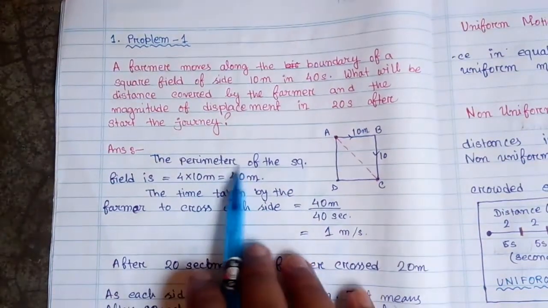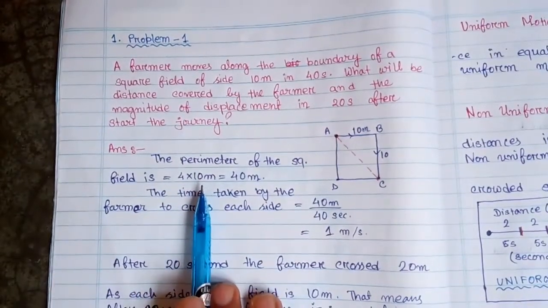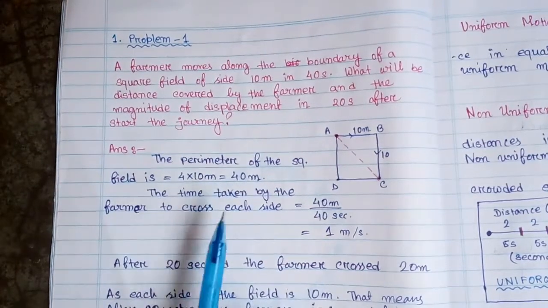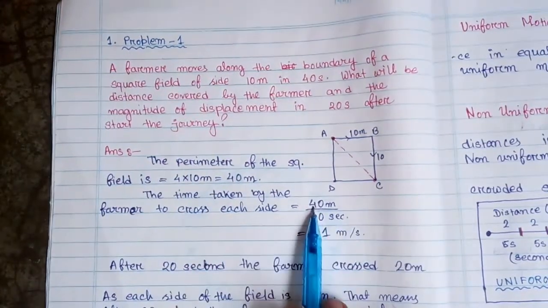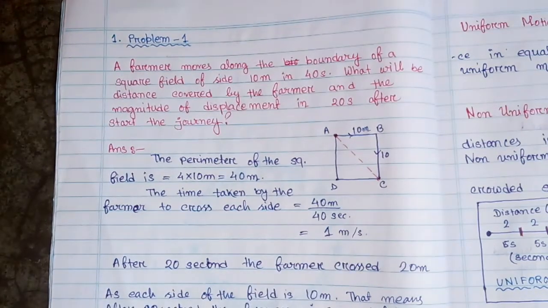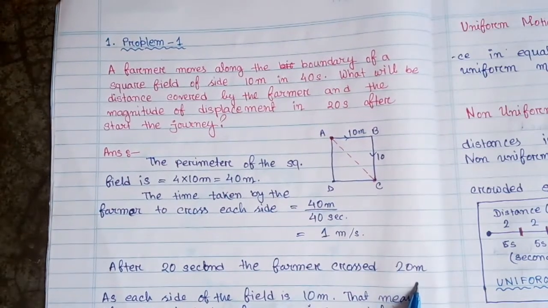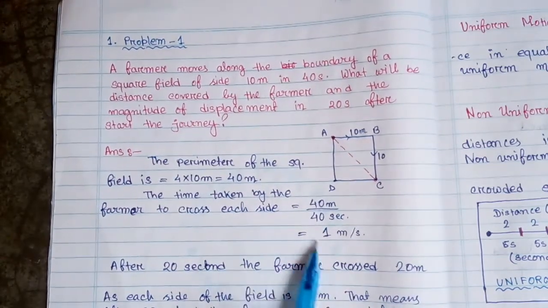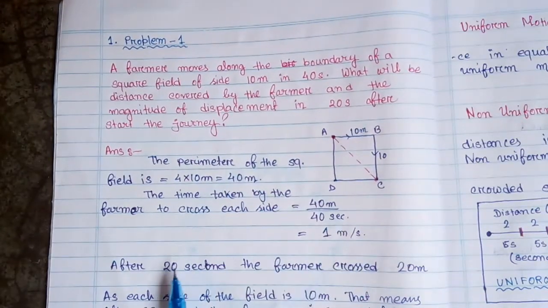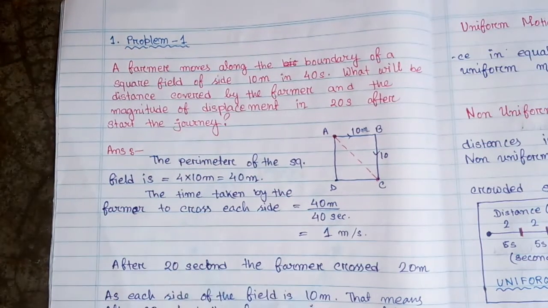So what will be the perimeter of the square field? The perimeter will be 4 into each side, that is 4 into 10, that is 40 meter. So the speed will be 40 meter by 40 seconds, that is 1 meter per second. After 20 seconds, the farmer has covered 20 meter. We know from the speed that if he covered 1 meter in 1 second, then he has covered 20 meter in 20 seconds.